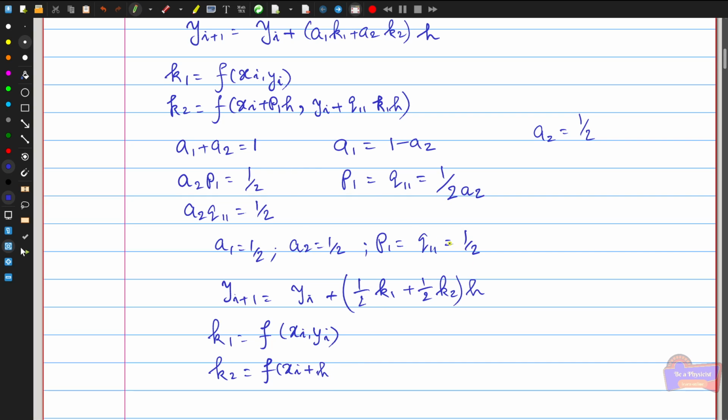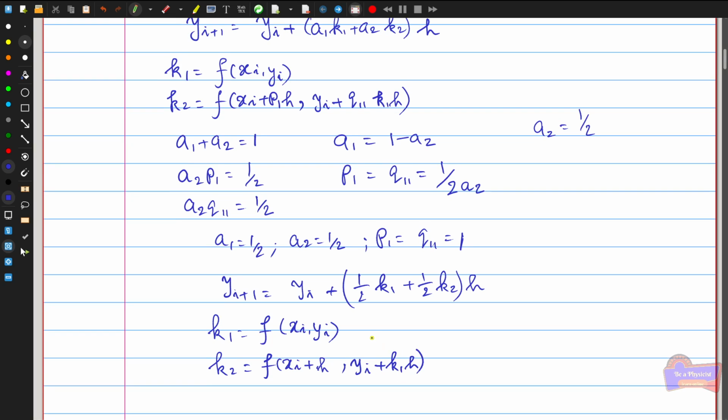Sorry, p1 and q11 have the values of 1, so I can write k2 is equal to f of xi plus h comma yi plus k1 times h. This equation is nothing but the modified Euler's equation, that is the Heun's method, which we have seen in the previous class, where k1 and k2 are the slopes defined by this equation. So if you choose a2 equal to half, this second order Runge-Kutta method can be converted into Heun's method.